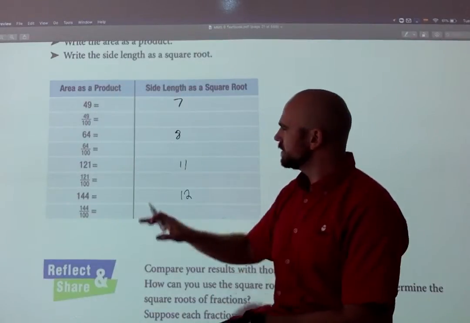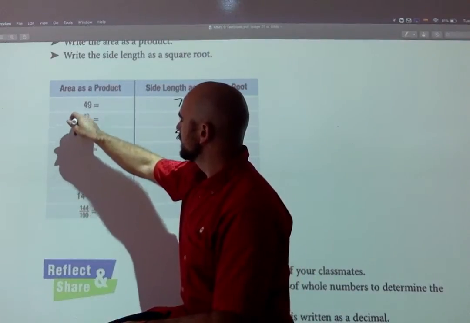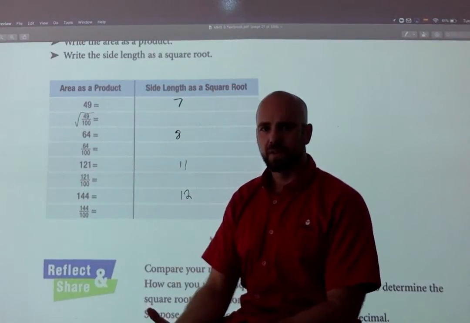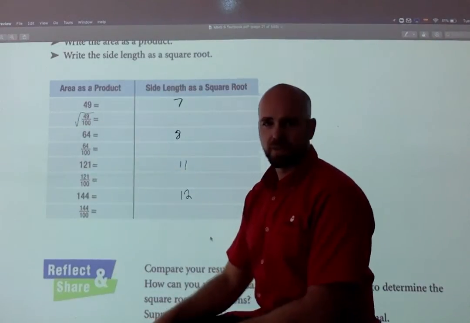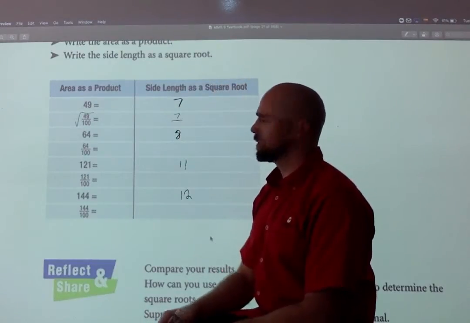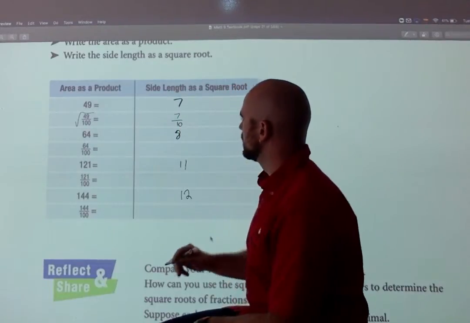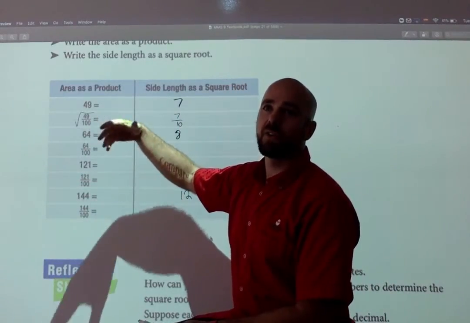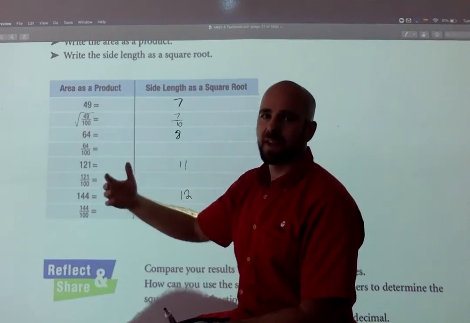Now, I'm going to do this one. What's going on here is we're taking the square root of both numbers. We already know what the top number is going to be: that's 7. And what's the square root of 100? Well, that's 10 times 10. So if the area of the product is 49 over 100, the side length is going to be 7/10.